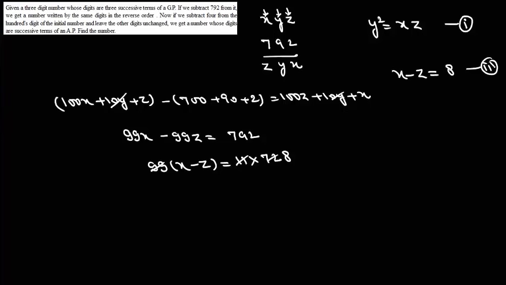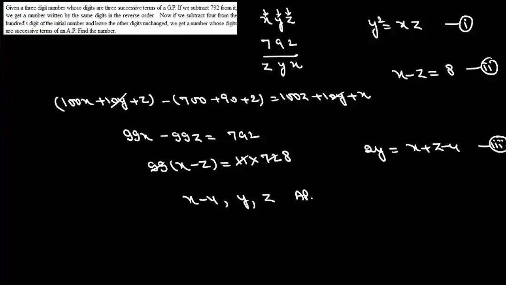Now it says if we subtract 4 from the hundreds digit of the initial number and leave the other digits unchanged, we get a number whose digits are successive terms of an AP. So we subtract 4 from this hundreds digit. So x minus 4, y and z. Now it says they are in AP. So that means 2y equals x plus z minus 4.